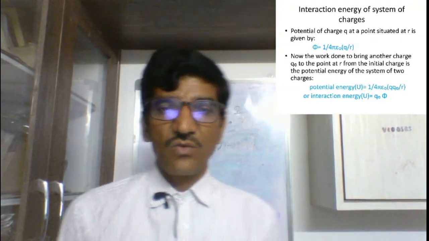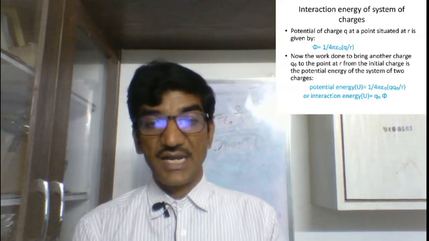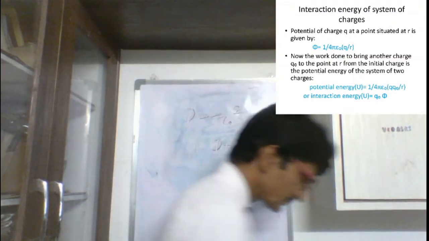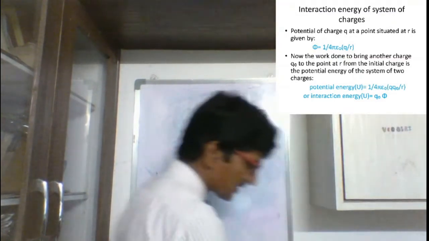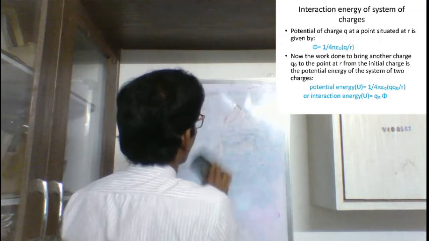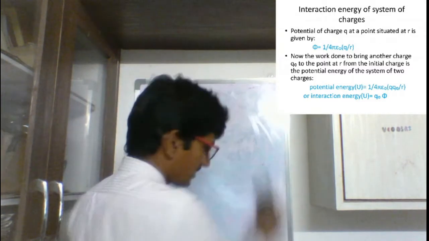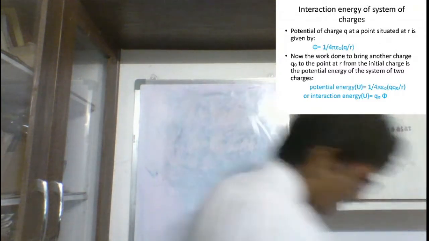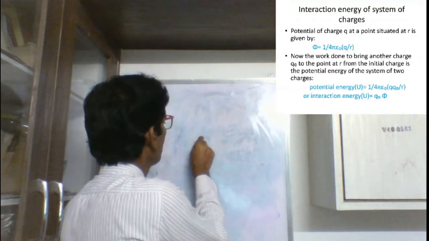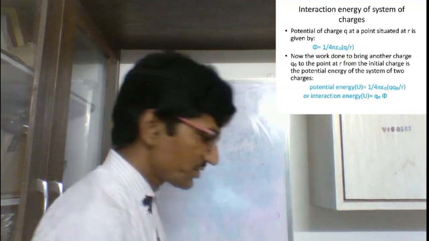Then what is the interaction energy of the system of charges? In order to find the interaction energy, first of all, you have to consider only one charge at a place in space. Suppose that there is only one positive charge here, Q.